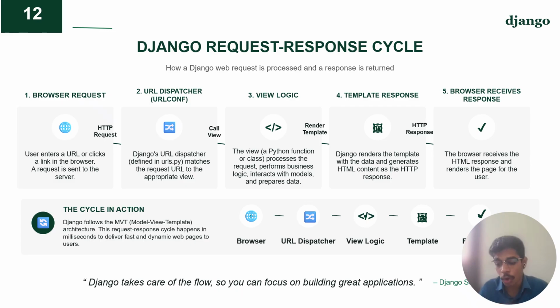Next comes the view logic. The view processes the request, applies the business logic, communicates with the model if required, and prepares the data. After that, Django sends the data to the template, and the template combines the data with HTML. As mentioned at the bottom of the slide, Django takes care of the flow, so developers can focus on building the application. Let's move to the core components of Django.